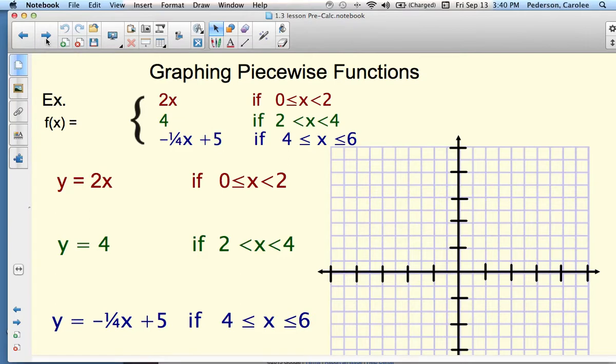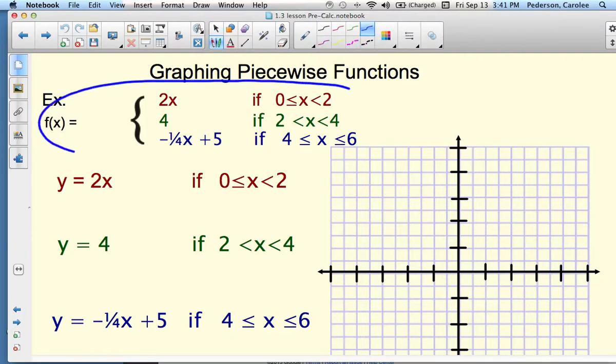The first piece is when f of x equals 2x from 0 to a little less than 2. Then when f of x equals 4, between a little greater than 2 and a little less than 4. And the last piece of the function is negative 1/4 x plus 5 between 4 and 6. So this is our piecewise function. What I did is I separated it out into 3 different pieces and we're going to graph those. So let's talk about the first function piece, f of x equals 2x.